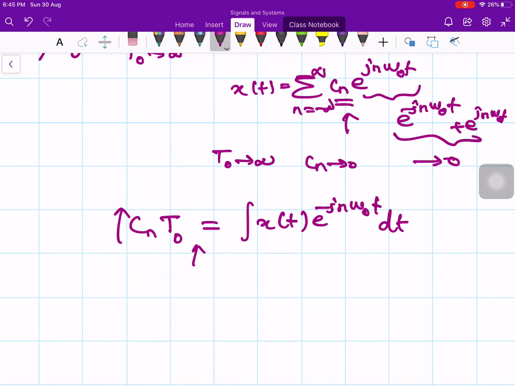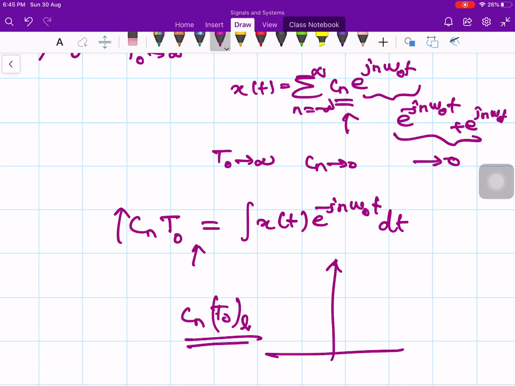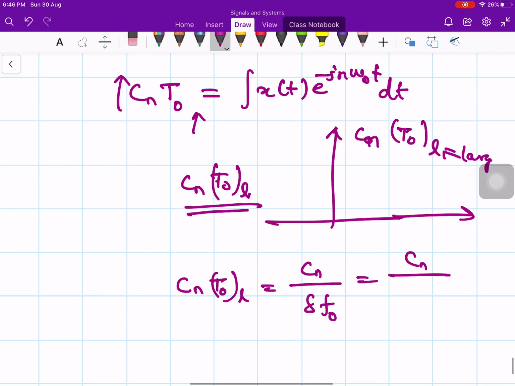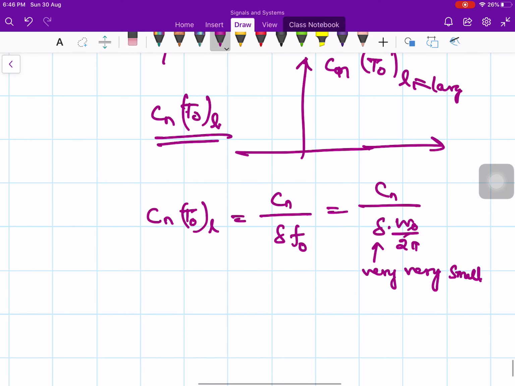Okay, now let us plot Cn times T naught of L. So the magnitude is Cn times T naught, where L indicates large value, and here you increase the value like n omega naught. Now not omega naught, but delta omega naught. Therefore Cn times T naught of large value is equal to Cn times, what is T naught of L? T naught of L we said is 1 over delta f naught, a very small frequency, and this we already derived. What is delta f naught? This is delta times f naught, where f naught is omega naught by 2 pi, and delta indicates very small. That's what we mean by delta. Now let us try to plot this quantity.